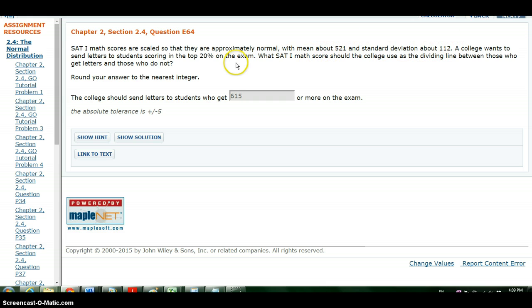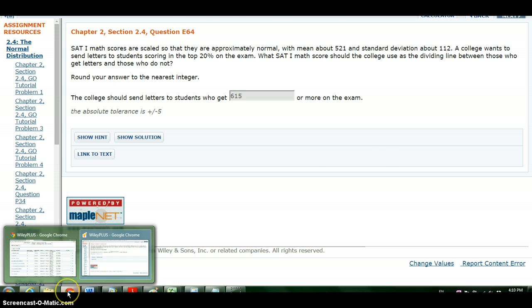Notice that if we knew the z-score right away for the cutoff, then we could calculate the actual score right away, but we don't know the z-score that associates with this top 20%, and nor can we figure it out from this information we're given. So we need to go to the charts, and to do that we're going to have to go back to our other Wiley window.